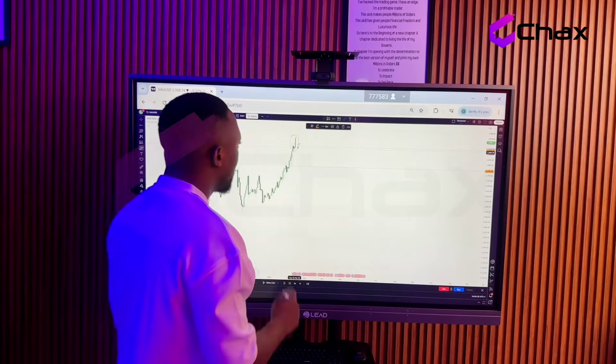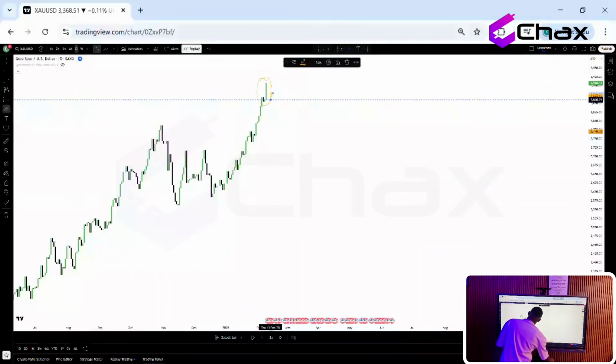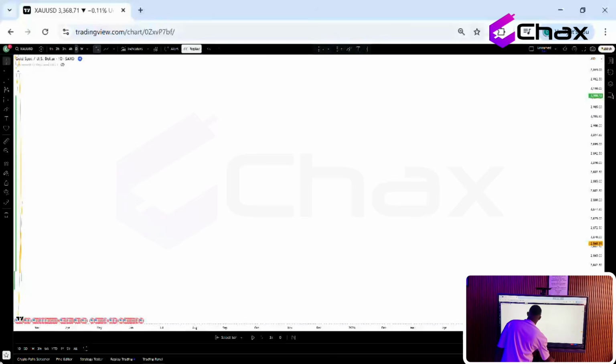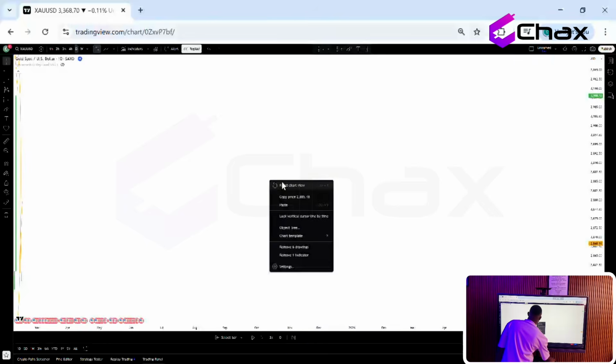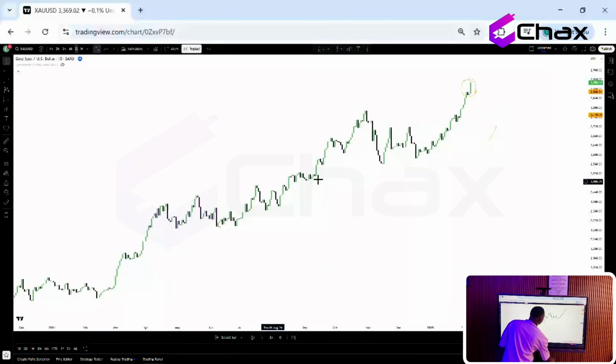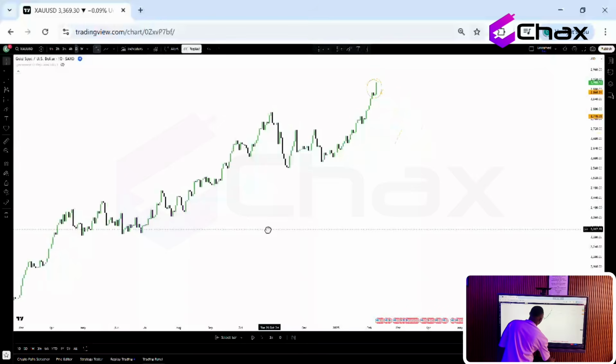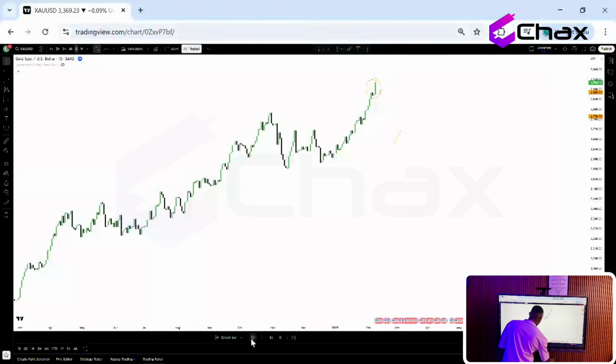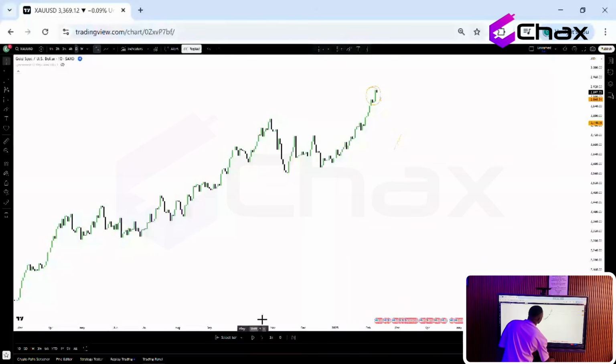So let's see. What do I want to see? Remember, I said I want to see the next candle. I want to see the next candle not trade into the POI. So let's see what we'll have around here. Can you see? The next candle didn't trade into the POI.